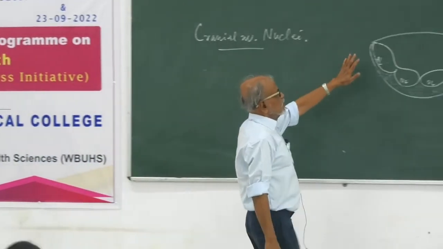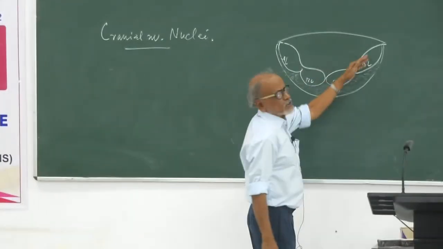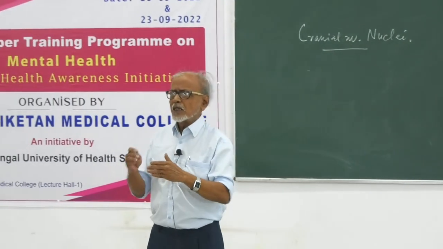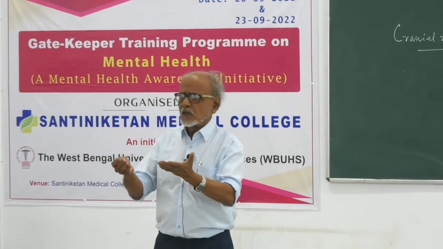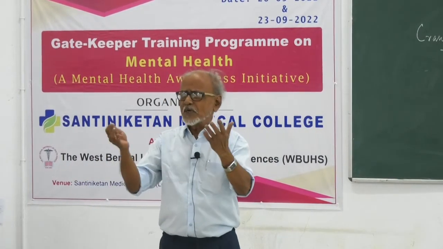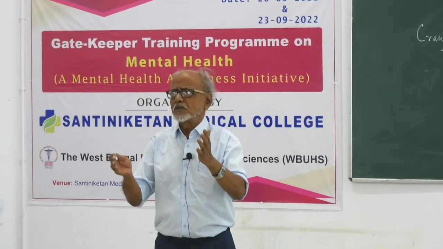What is this? This is the cavity of the fourth ventricle. Behind the pons and medulla we will be finding the cavity of that part of the brain, namely the cavity of the hindbrain. That is nothing but the cavity of the fourth ventricle.